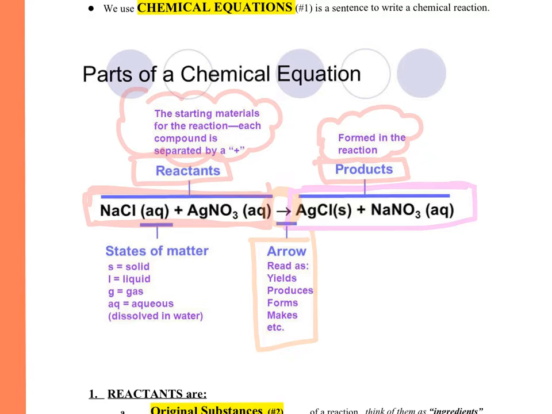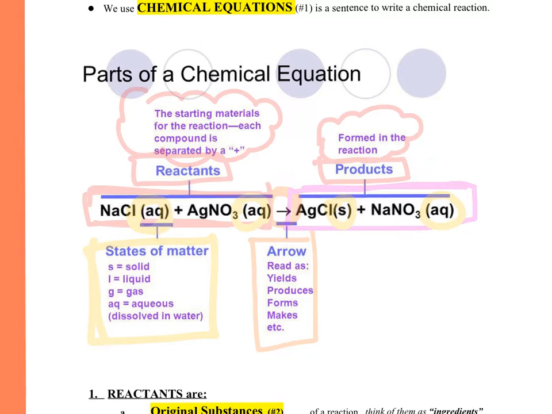Now there are different states of matter. As you see, there are different letters in parentheses, right there, right here, right here, and right here. And there are 4 different states of matter. Solid, liquid, gas, you're familiar with. Aqueous means that that substance was dissolved in water. So aqueous, the symbol for aqueous is AQ. For gas, it's the letter G. For liquid, the letter L. For solid, the letter S.